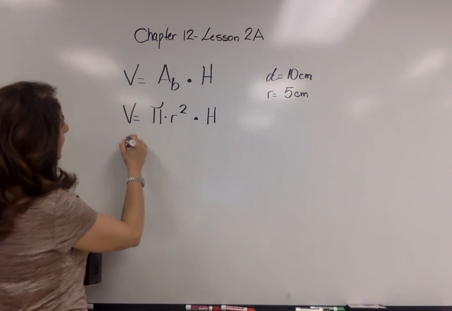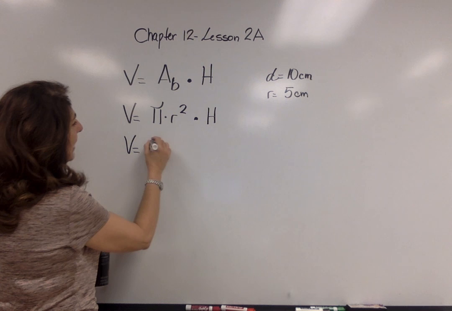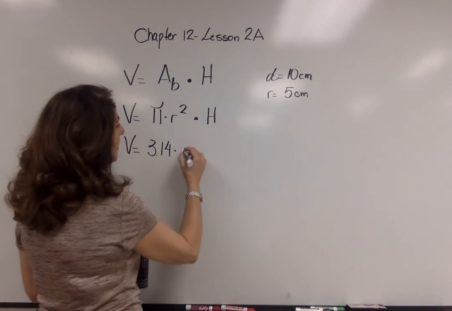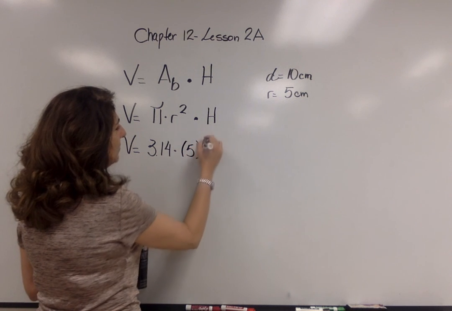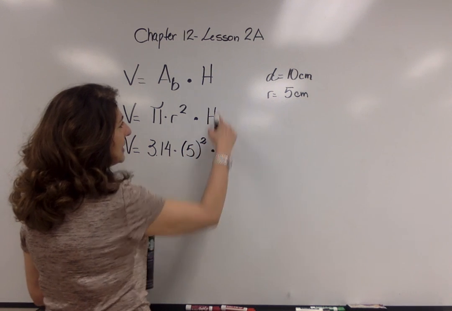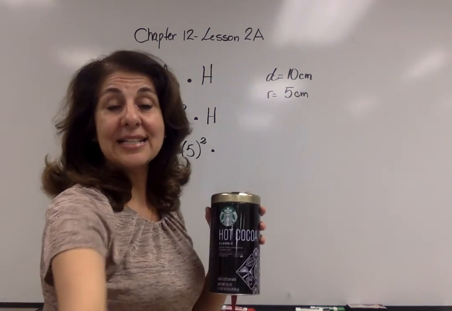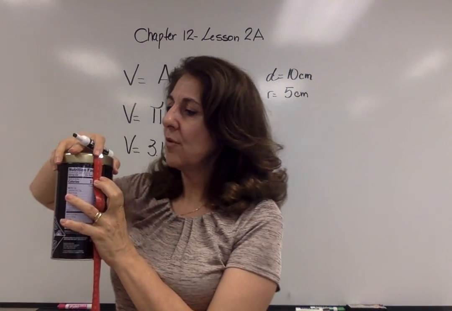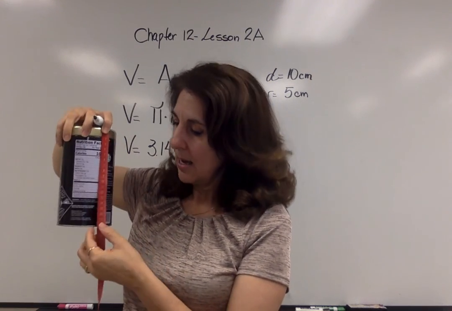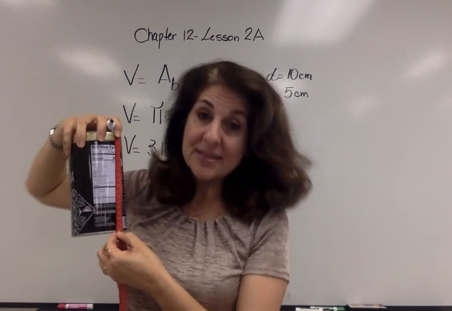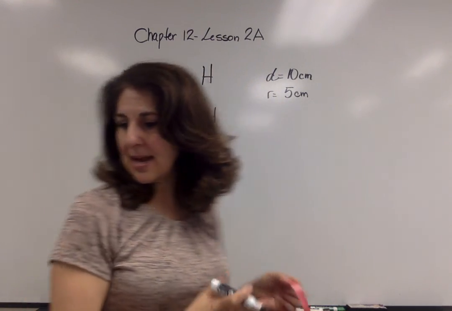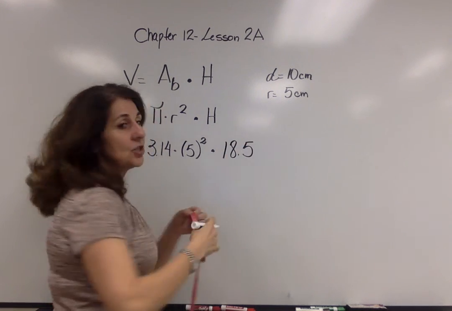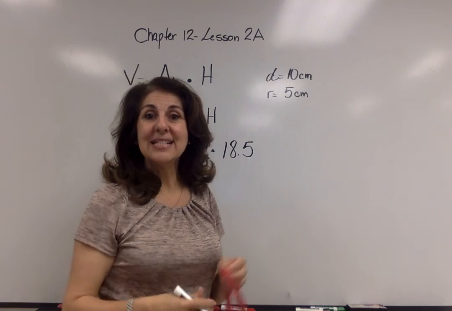So here we go. The volume is going to be pi, 3.14, times the radius. I just found it because I measured it. 5 squared, times, now I need the height of my container. So I'm going to measure from the top down to the bottom. And this is 18 centimeters and a half. So this is times 18.5, which is the height of my cylinder.